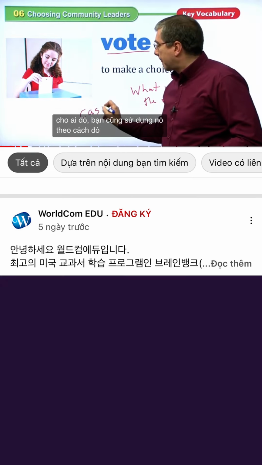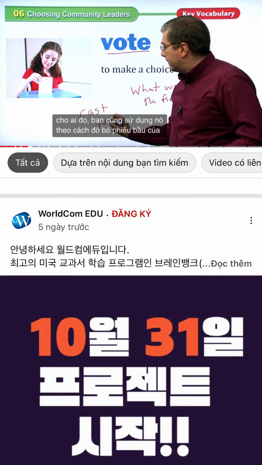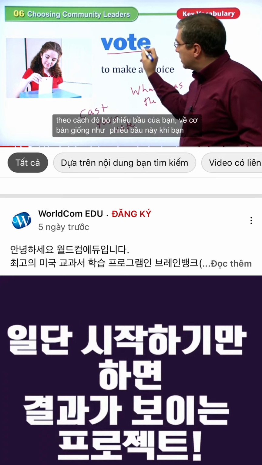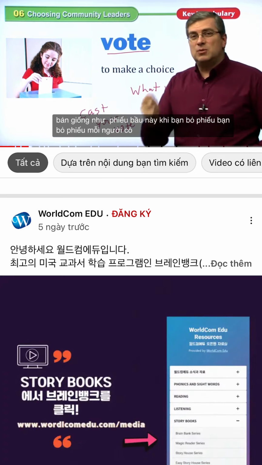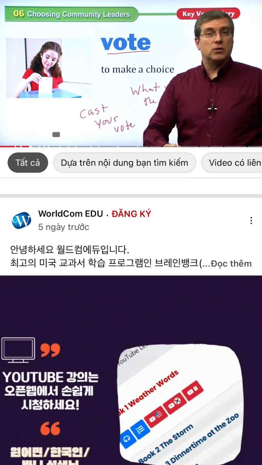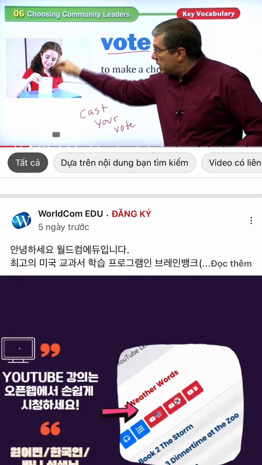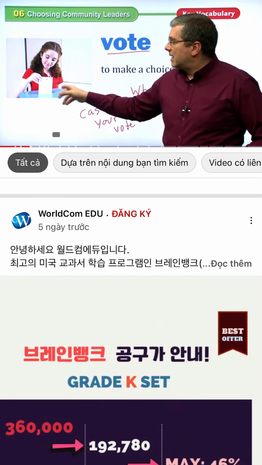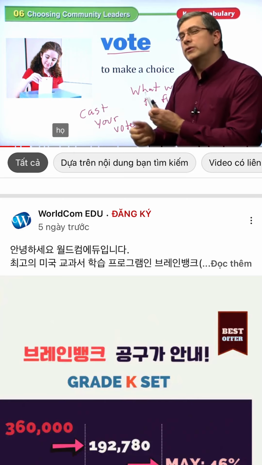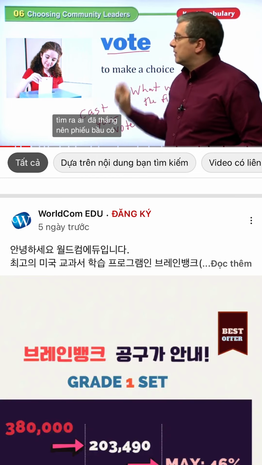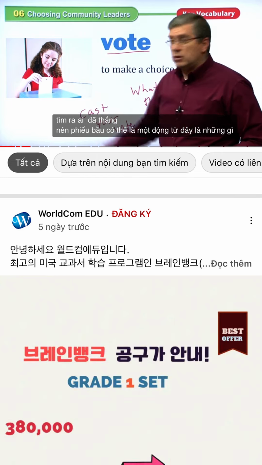Cast your vote, which is basically the same as this, vote. When you vote, you cast your vote. Each person has one vote. You cast your vote, that means you vote. You record your decision, to put it in a box, this is a simple way, and then afterwards they take all the votes out of the box and they figure out who won. So vote can be a verb. This is what this girl is doing.